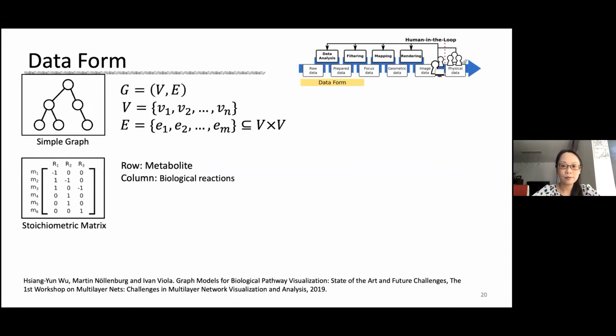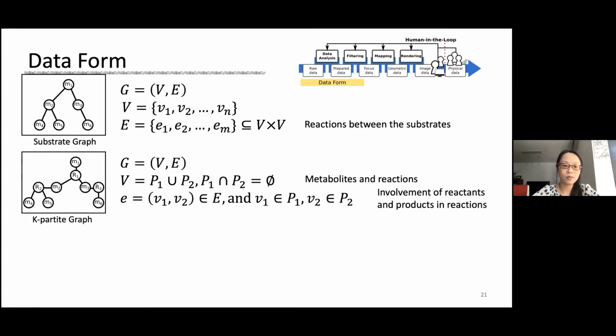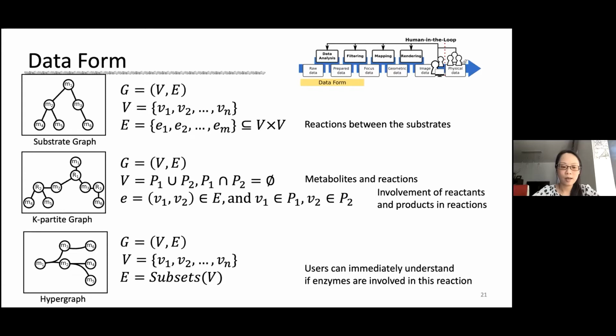In the data form, it is interesting that in the biological pathway or biological network world, there are many representations for a network. You can have a simple graph, or you can use a adjacency matrix to represent the relationship, or a substrate graph where each node represents a substrate, or a k-partite graph where you introduce an additional reaction node in the graph, or use a hypergraph to represent this type of data.